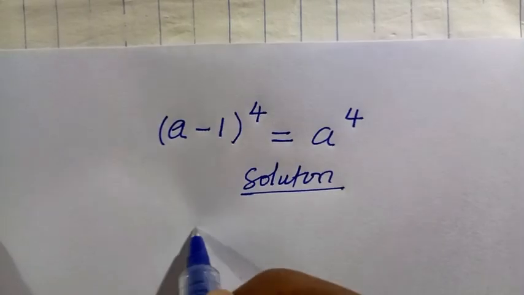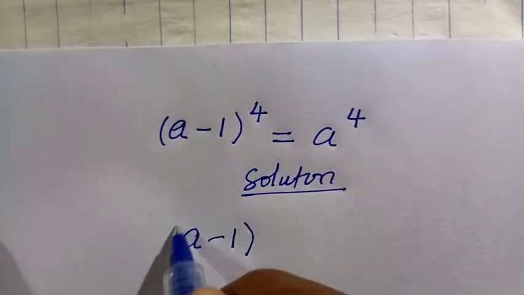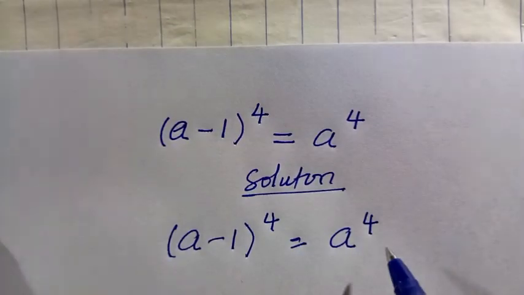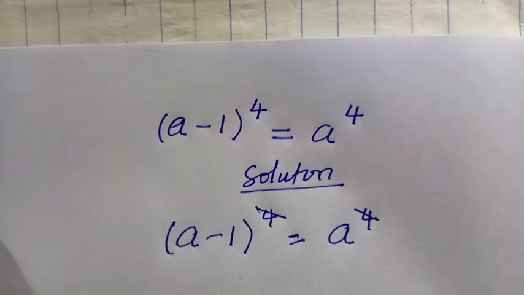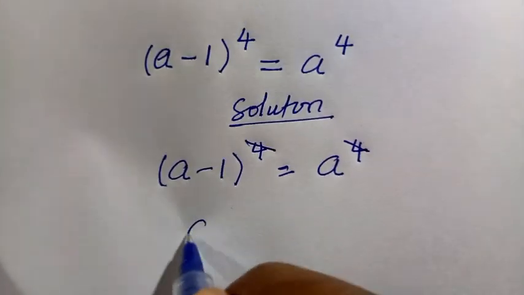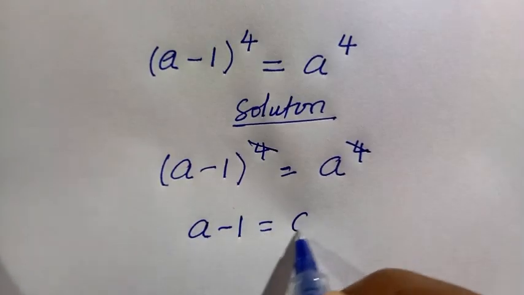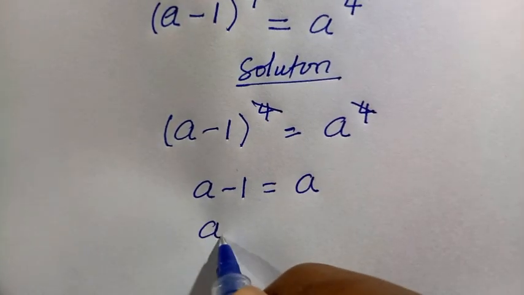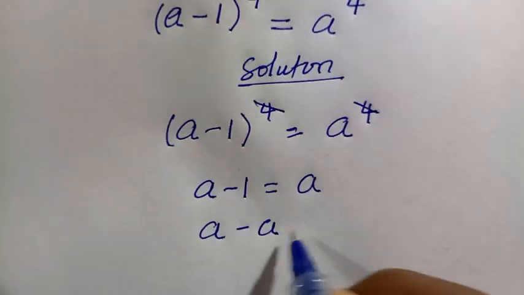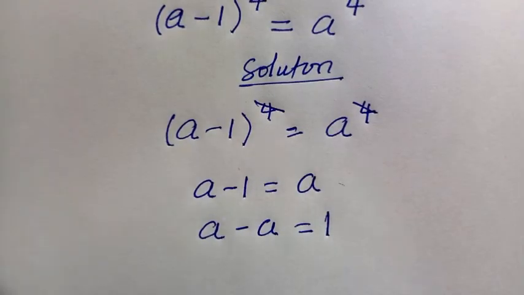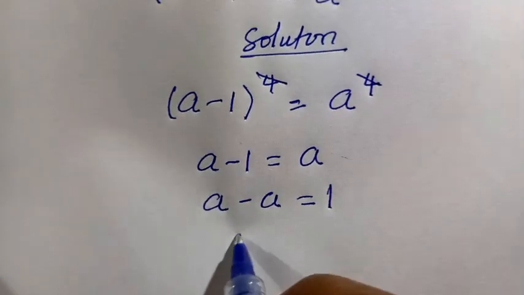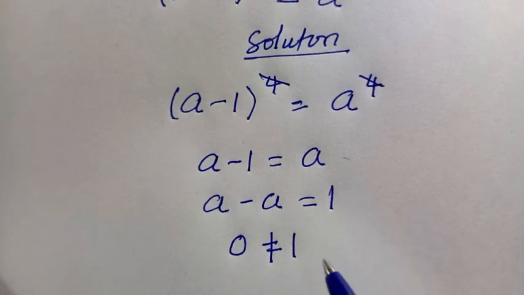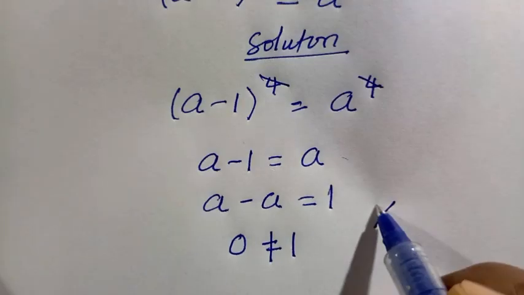We are given (a minus 1) raised to the power of 4 equals a to the power of 4. By cancelling a and a from these two sides, we have a minus 1 equals a. Then let's transfer a to this side. We have a minus a, and let's take 1 to the other side, equals 1. We know a minus a equals 0, and 0 is not equal to 1. That is, we cannot apply this step, so we therefore reject this.